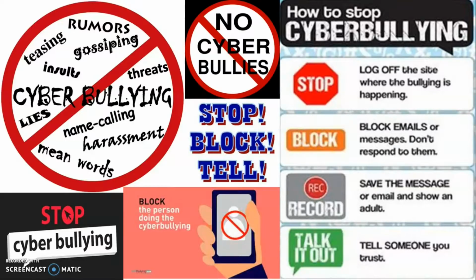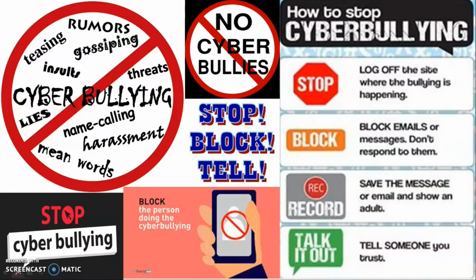So you stop, you log off the site or the platform that you or your friend is experiencing cyberbullying on. You block the messages or the person and you don't respond to them. And then you must tell an adult. It could be your parent, your class teacher, or the online safety representative or the online safety leader of your school. So it is very important that you know the mechanisms that are in place in your school for reporting such kind of incidents, and that you don't take part in these kind of activities, right?